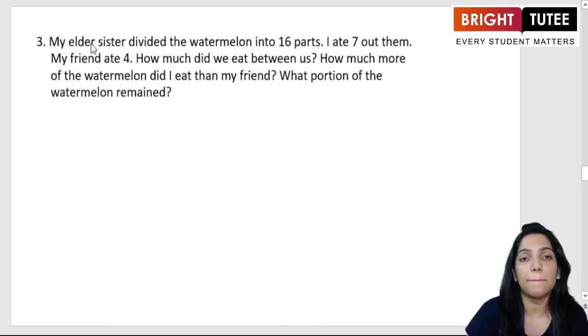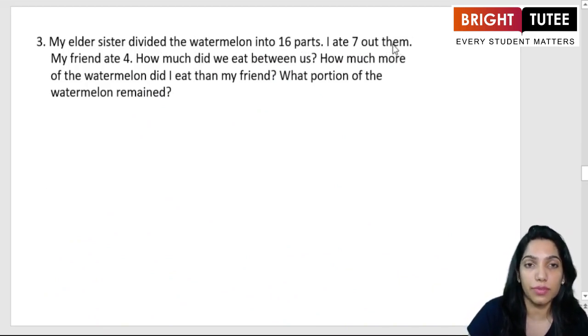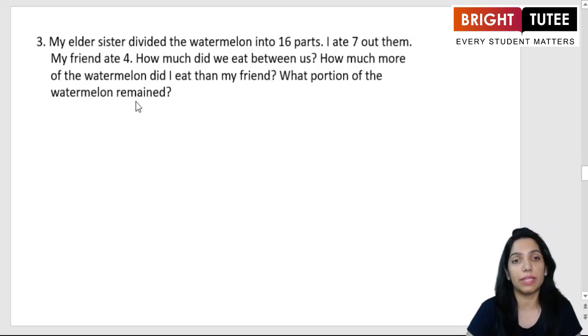It says, my elder sister divided the watermelon into 16 parts. I ate 7 out of them. My friend ate 4 out of them. How much did we eat between us? How much more of the watermelon did I eat than my friend? What portion of watermelon remained? Okay, so let's do it one by one.